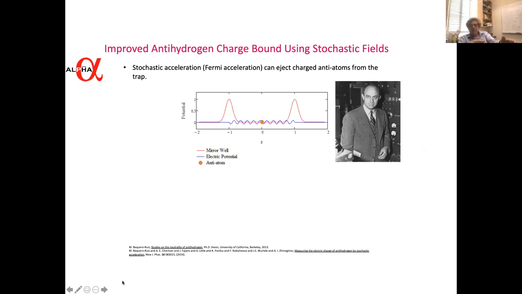We can't just put on arbitrary electric fields because we have those electrodes, and if you put on too high a field, you'll short out the electrodes, and then your whole experiment might be dead because you have to take the whole thing out and fix it. So that would be very bad. But what you can do is actually kick it randomly.